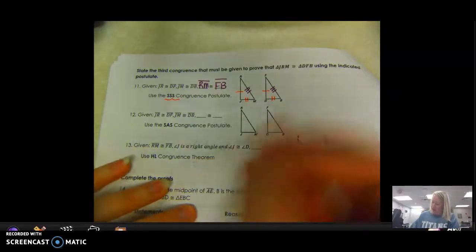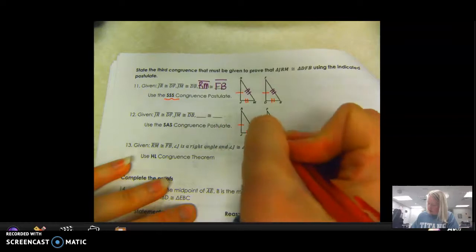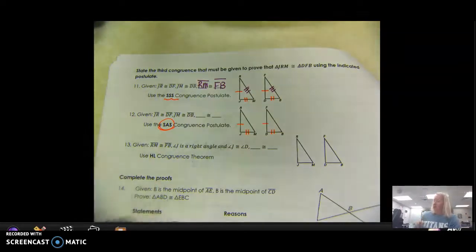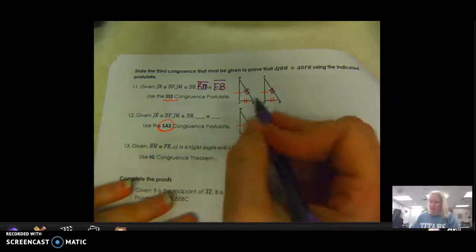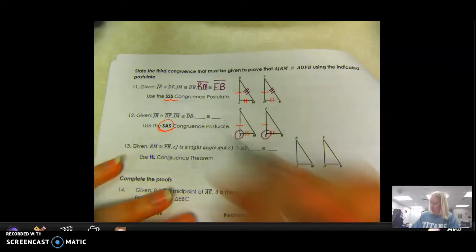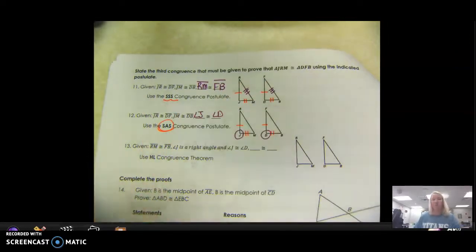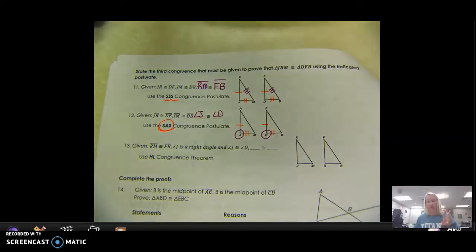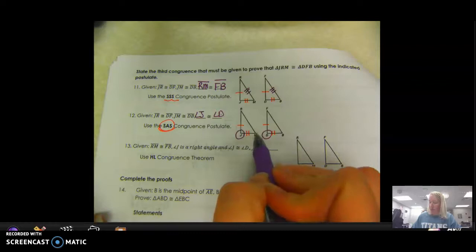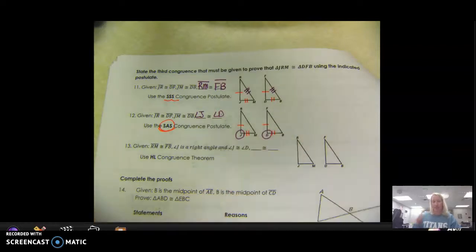Next one, I know JR is congruent to DF. I know JM is congruent to DB. We need side, angle, side to prove this one. So in order to do side, angle, side, I would have to have an angle in between my two sides. So that would make this angle with this angle. So angle J would have to be congruent to angle D. You could write that as one letter or three letters here because there's only one angle there. Three letters would be RJM or MJR with FDB or BDF.